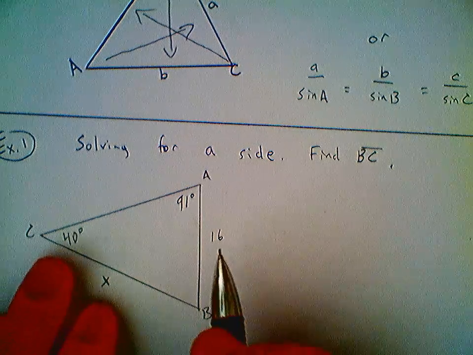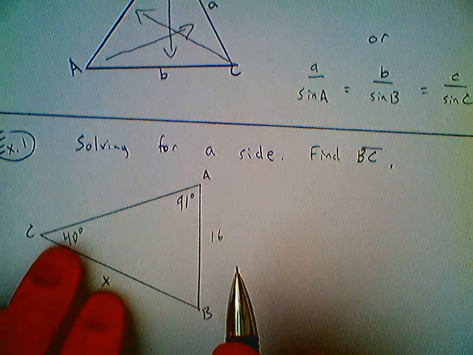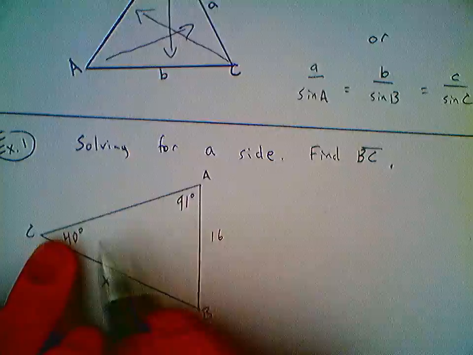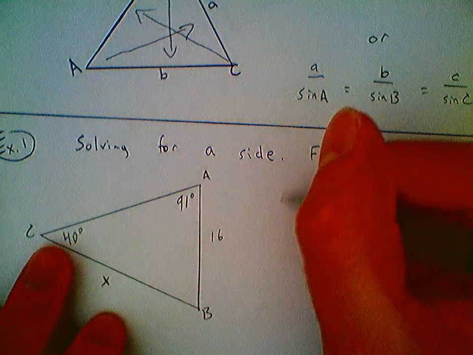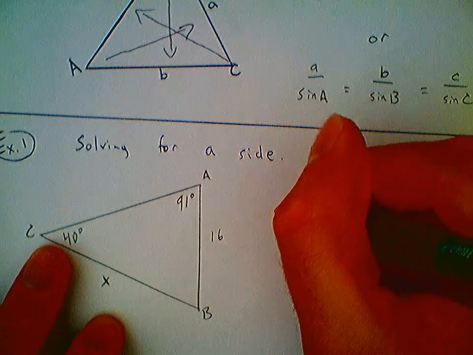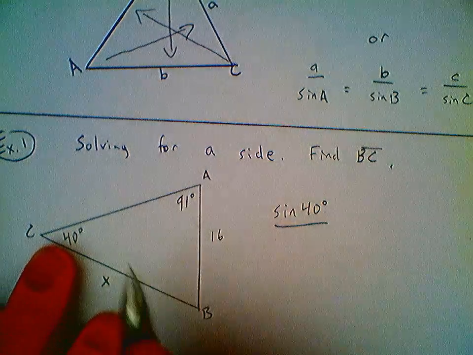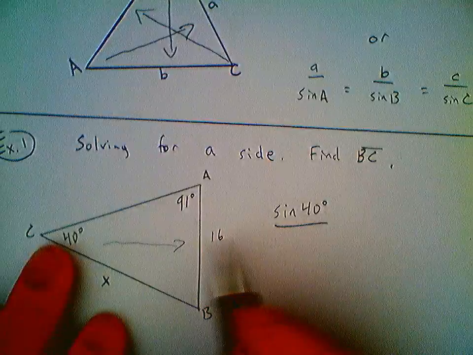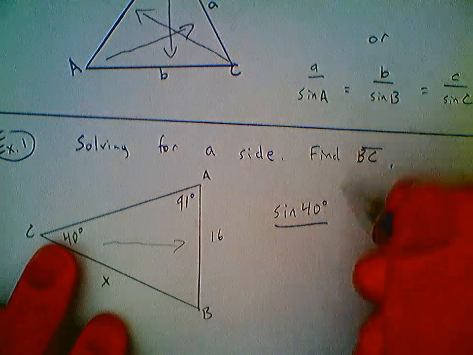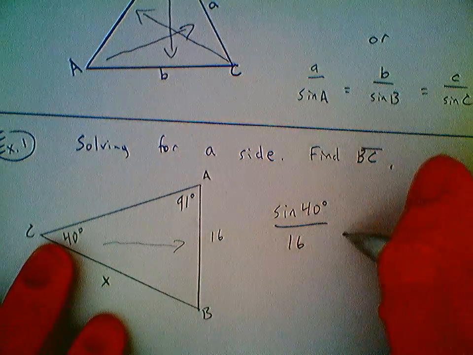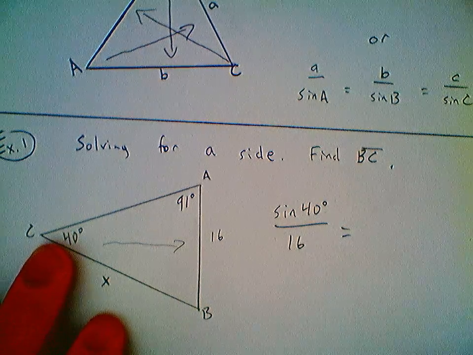So let's start with what we know. We know angle C is 40 degrees, and we also know the side opposite it. So let's start things off like this. Sine of 40 degrees. I have to keep the 16 with that angle. So sine of 40 degrees over 16. That's how we're going to start this off.